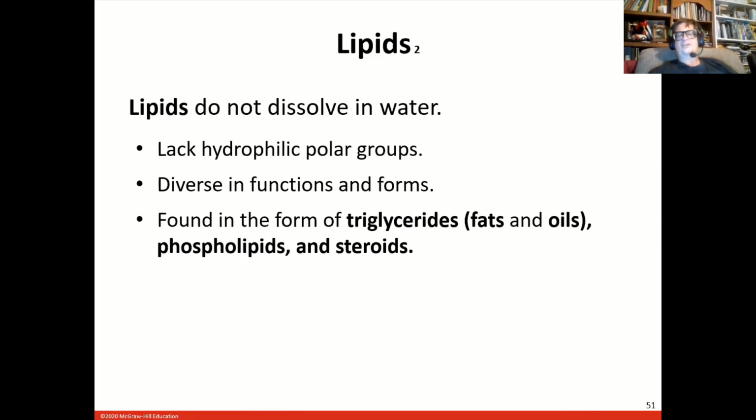We're going to talk about trans fats. We're going to talk about triglycerides. That means it has 3 fatty acid chains attached to a glycerol. Anyway, let's move on.